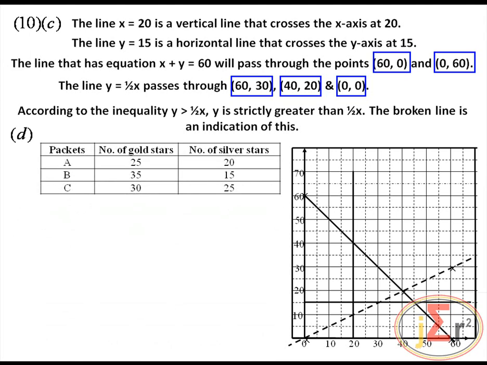Part D. The packets of stars were selected for inspection. Their contents are shown below, and that is where we have them in that table. Plot the points A, B, and C on your graph, hence determine which of the 3 packets satisfy all the conditions.